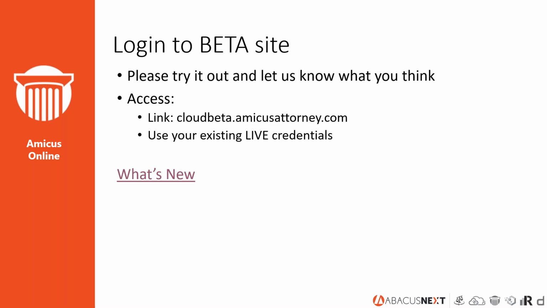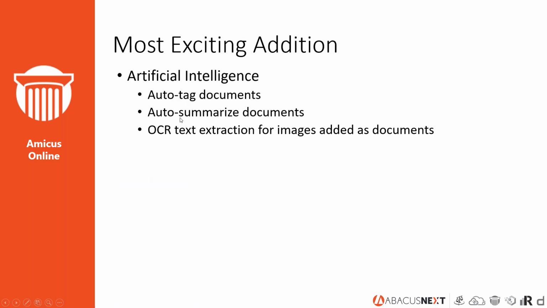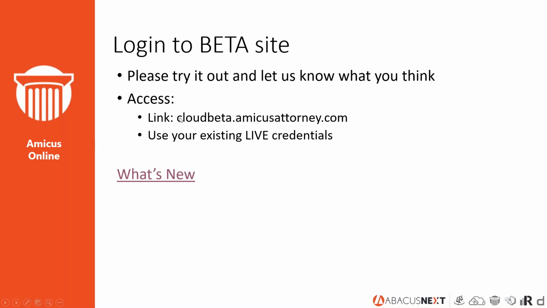What's also great is that not only can I showcase these to you today, but you can log in at any time with your current credentials into the beta site. You'll notice that the website itself is, instead of being cloud.amicusattorney.com, actually cloudbeta.amicusattorney.com. When prompted for your credentials, you just put in the same ones you log into Amicus Attorney with normally, just recognizing that you're logging into a beta site, and therefore things may not be perfect yet, and we are still working on it.